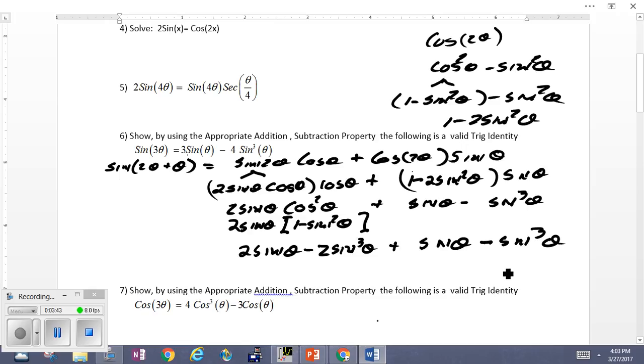And there's a little issue going on here. I've got my minus 4 sine cubed of theta, and I've got my sine plus my 3 sine plus my sine, so that is my 3 sine of theta minus my 4 sine cubed of theta. So I am there. I was a little scared there at first, but we got it.